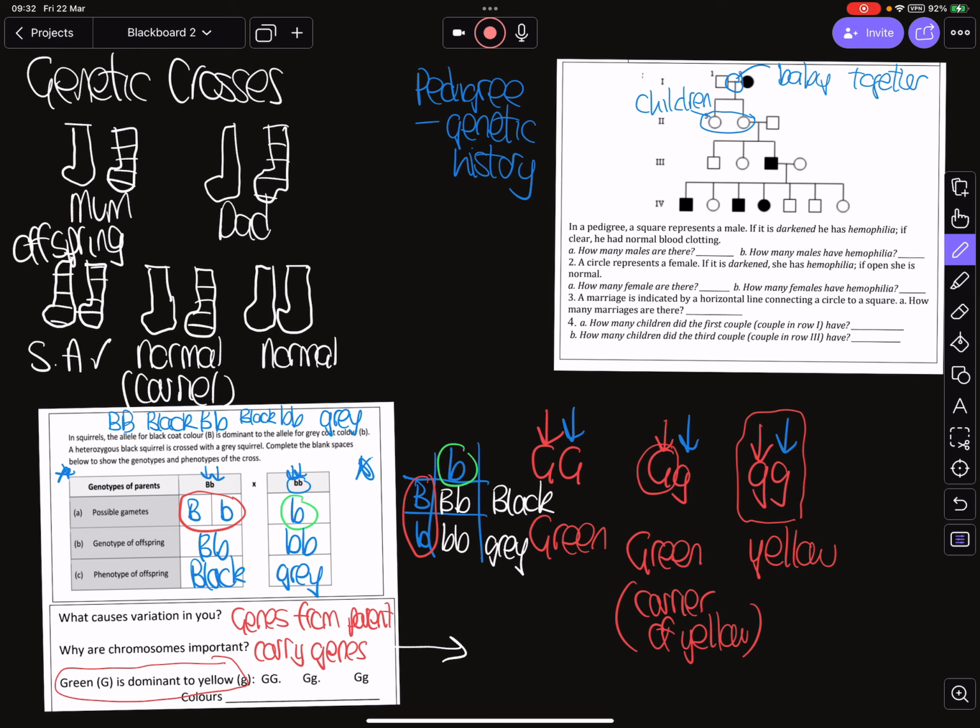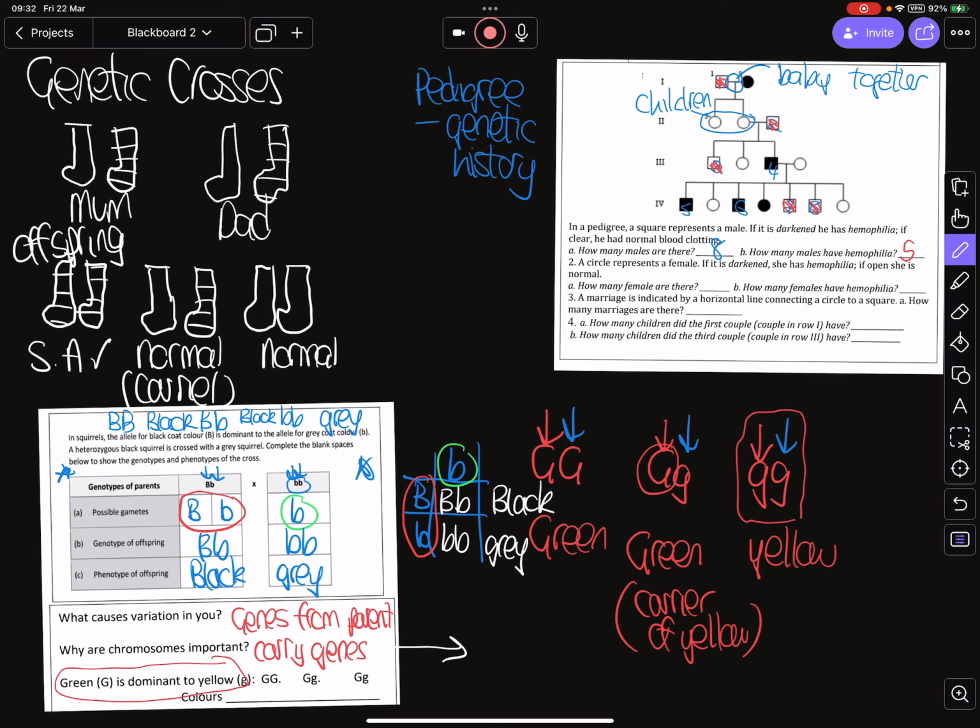So how many males are there? We're looking for squares. So we have 1, 2, 3, 4, 5, 6, 7, 8 males. How many males have hemophilia? So they are the clear squares. So if we're looking then for clear squares, we are looking for 1, 2, 3, 4, 5. So we have 5 hemophiliacs.